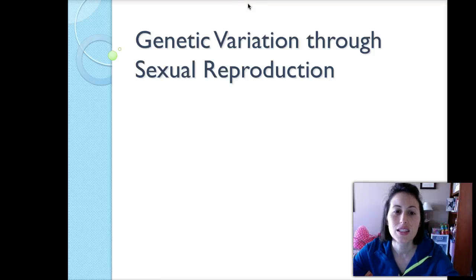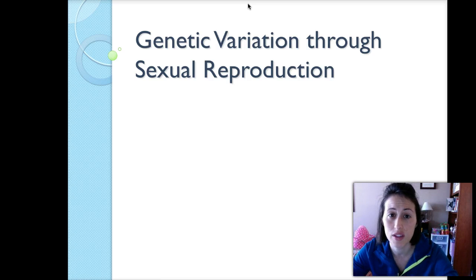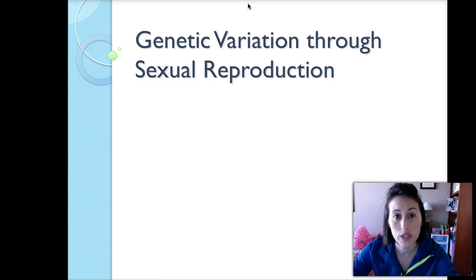Hey guys, today we're going to be going a little bit more in depth in genetic variation because of sexual reproduction. So last time we talked about meiosis and the different steps, and how it goes from one diploid cell to 4 non-identical haploid cells. So today we're going to talk about why that's so significant.